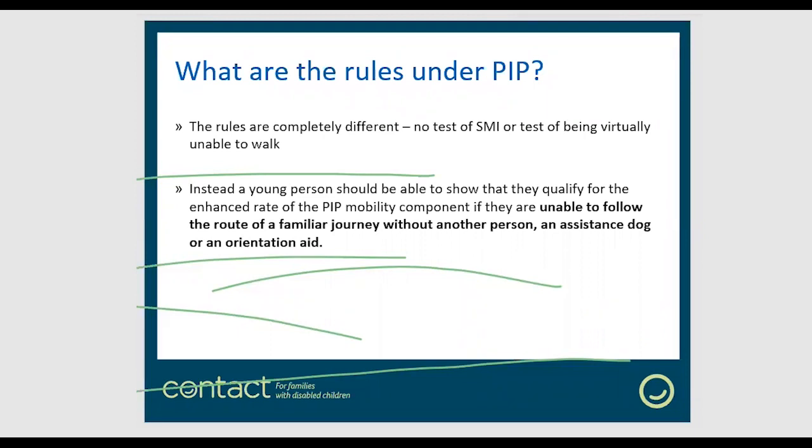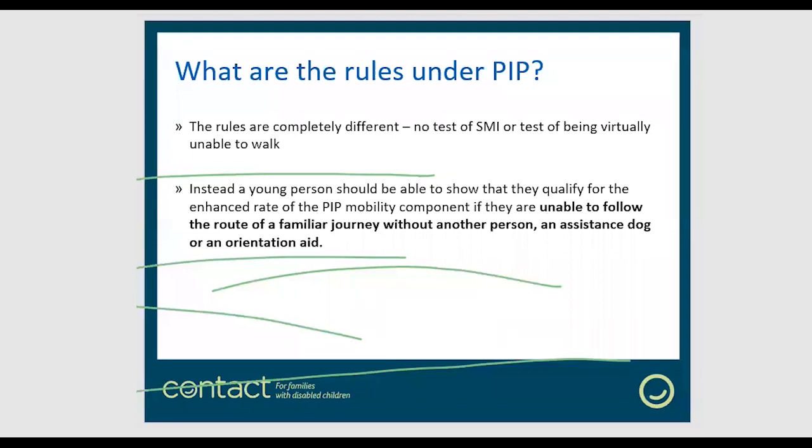The other thing I noticed a few people have asked in the chat is their child's approaching 16 and they're preparing for that process, and are the SMI rules the same under PIP? It's probably worth just confirming at this point that the rules are completely different under PIP. There is no test of severe mental impairment as such. There are no tests about meeting a diagnostic test and showing your child has specific behaviors. All of that goes out the window under PIP.